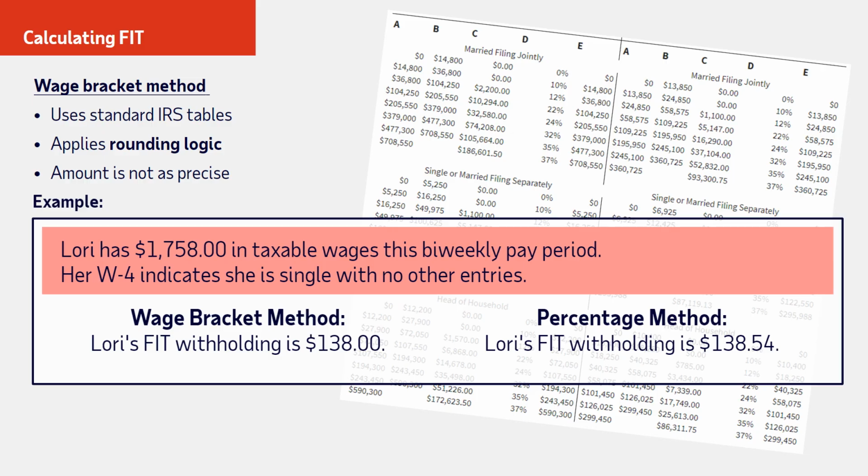$138.54. If your FIT withholding is always a whole dollar amount, chances are that your employer uses the wage bracket method to calculate your FIT. Both methods are considered accurate. The wage bracket tables only go to a limited wage amount. If your earnings exceed the top wage amount listed on the table for your pay frequency, your employer will have to use the percentage method to calculate your FIT withholding.